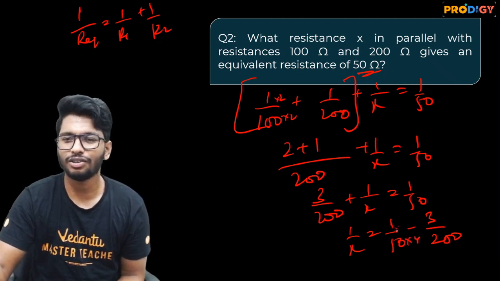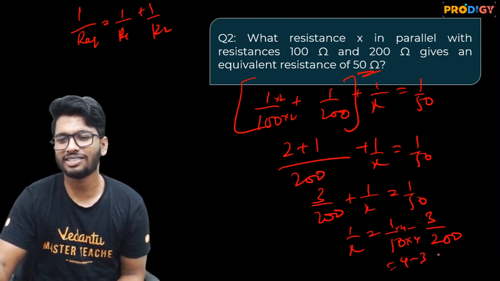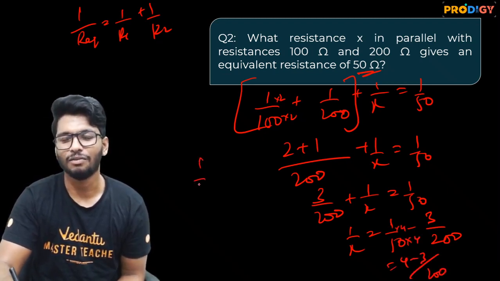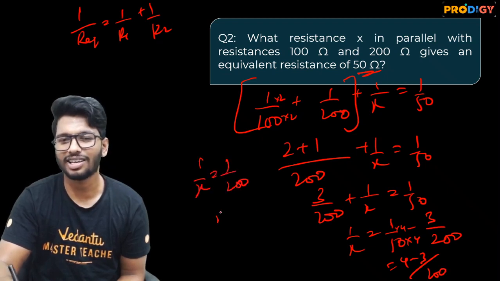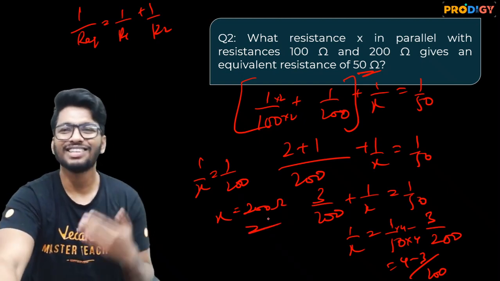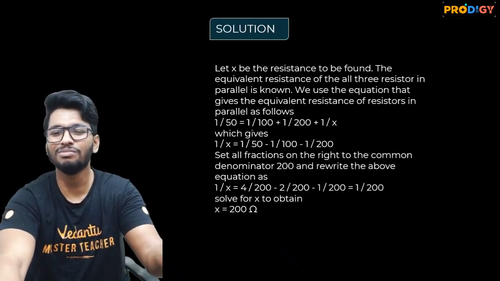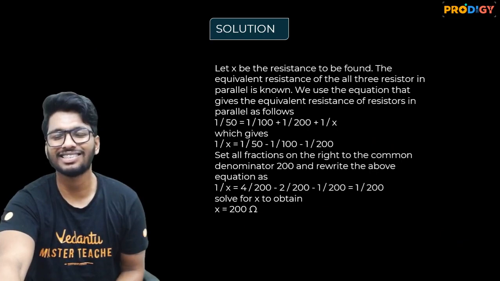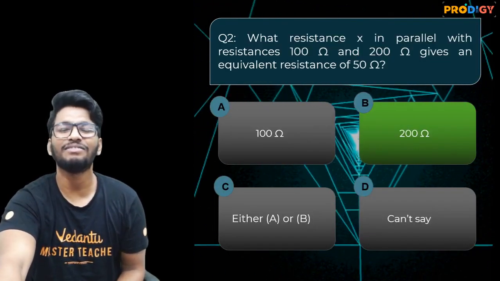Now into 4 LCM again. So we'll get 4 minus 3 divided by 200. So what will you get? 1 by X is equal to 1 by 200. So what is X equal to? 200 ohms, reciprocal of that. That's all. Simple, guys. So the answer to this question: X has to be 200 ohms in order for you to get the equivalent resistance, 250 ohms.